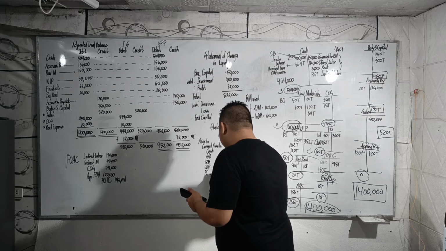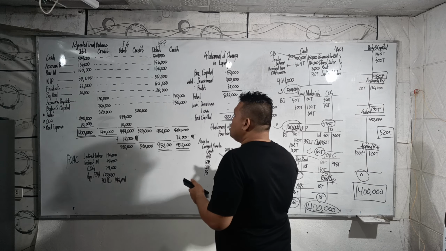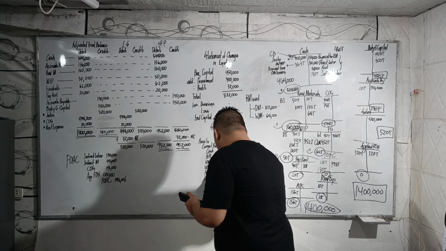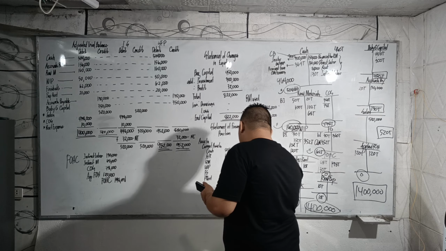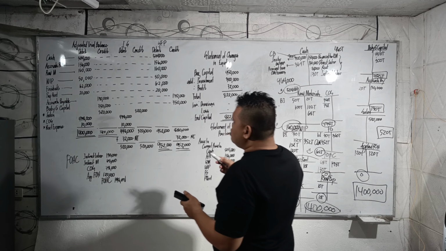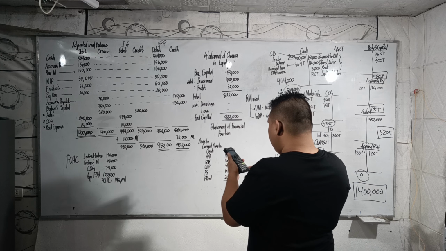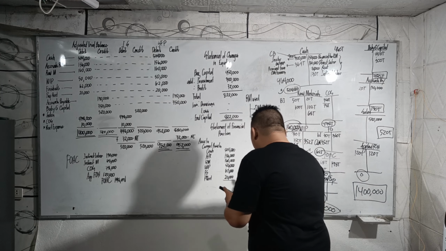And then the finished goods, 62. And then we have the prepaid rent. So there are a lot of current assets in this particular problem. I mean, that's it for the current assets. 504,000 plus 156,000 plus 160,000 plus 50,000 plus 62,000 plus 20,000. You have 952,000.